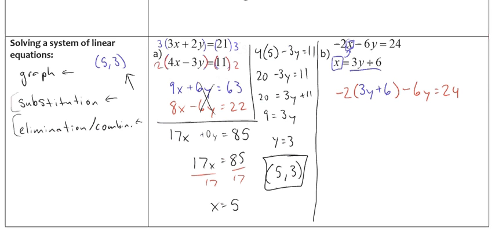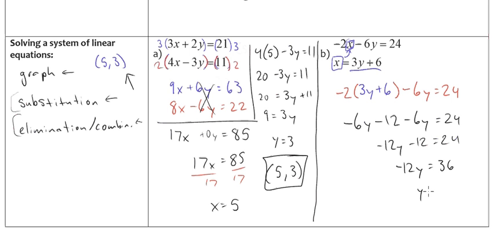All right, now we've got one variable, and now we can just work on through and solve. So distribute our negative 2. We have negative 6y minus 12 minus 6y equals 24. Combine our like terms. We have negative 12y minus 12 equals 24. Add 12 to each side, so negative 12y equals 36. And lastly, divide by negative 12, and we have y equals negative 3.